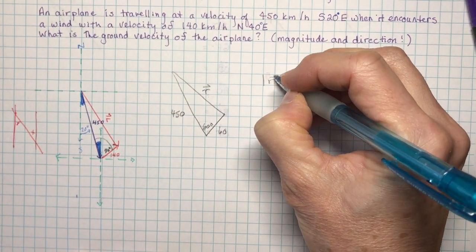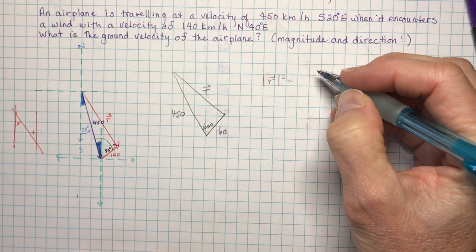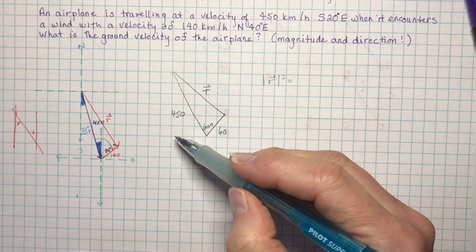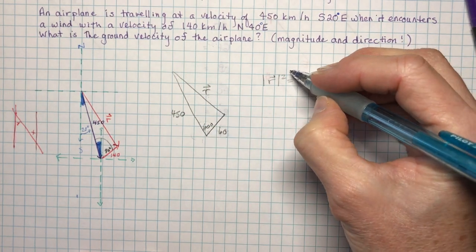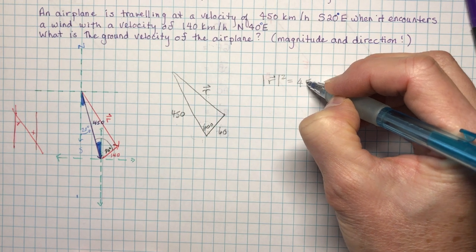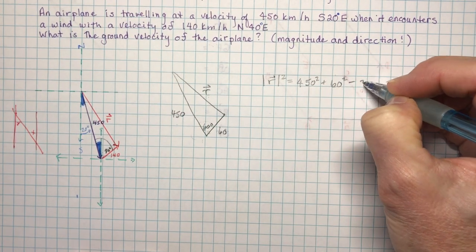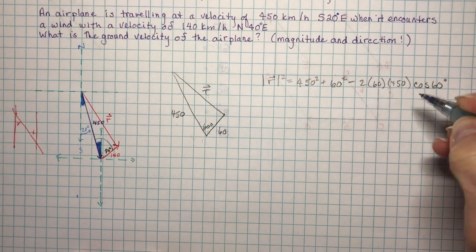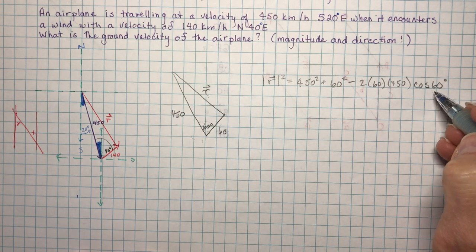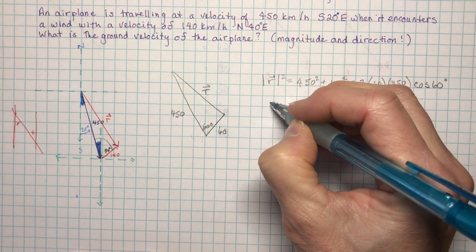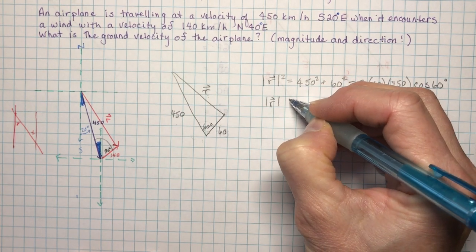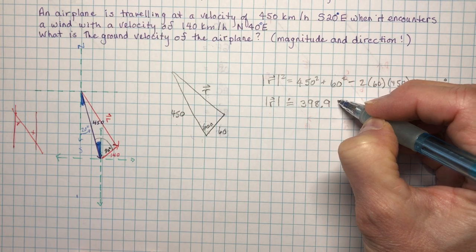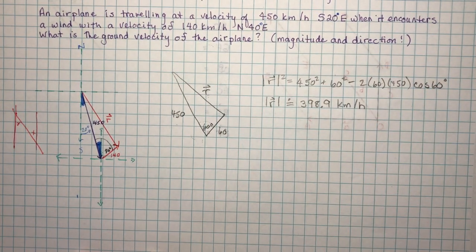So the magnitude of R squared is going to be, and you could label these if that helps you, but when you're using the cosine law, it's just this one squared plus this one squared minus two times, and so on. So let me write that out. We have the first one squared, 450 squared plus 60 squared minus 2 times 60 times 450 times the cos of 60 degrees. You probably even know what the cos of 60 degrees is, right? That's a half. Okay, so the square root of all this, if you do all the math part, and I leave that to you so as not to waste your time, you need to practice. So I get about 398.9 kilometers per hour. That's my ground speed.